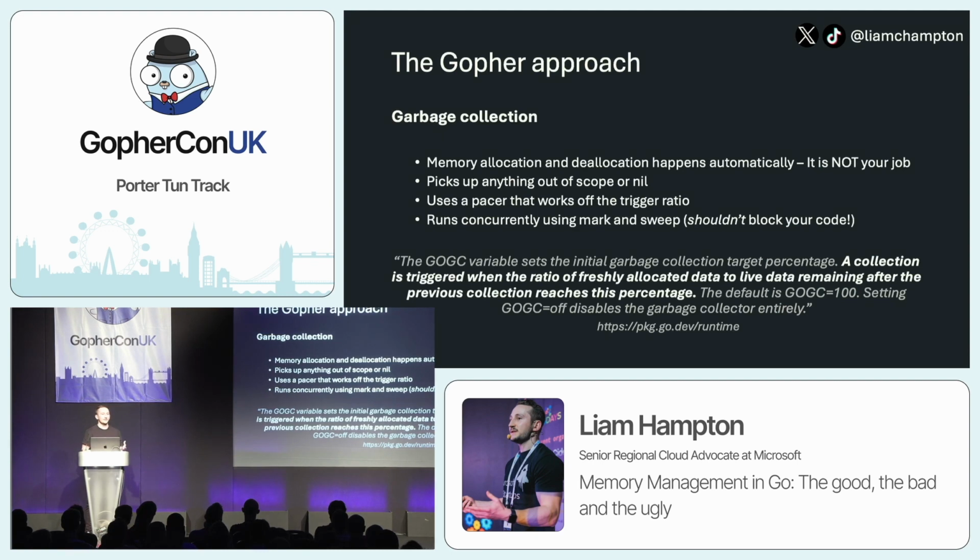So how do we manage it? Go uses a wonderful garbage collector. Now, a garbage collector is basically saying, don't worry about managing your memory, don't worry about those mallocs and the frees, I'll do that for you. So it picks anything that is of nil value or is out of scope, and it will dereference it and just sweep it away, get rid of it.